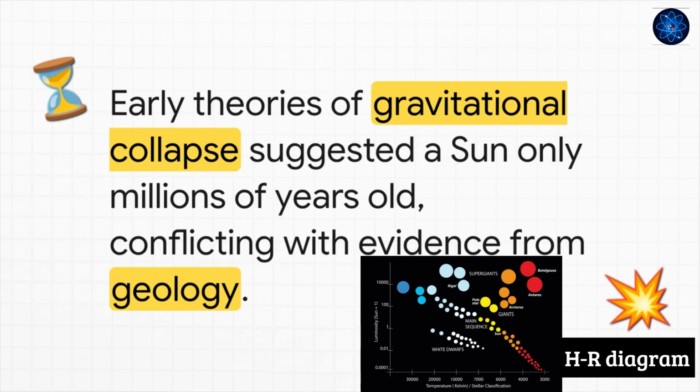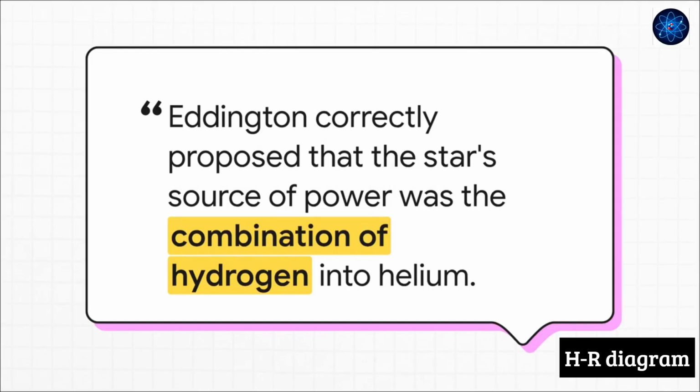You have to understand how revolutionary this was. Before this diagram, the best theory anyone had was that stars got their energy just from collapsing under their own gravity. But that model meant the sun could only be a few tens of millions of years old. And that created a huge problem. Geologists and biologists were looking at rocks and fossils and saying, no way, the Earth is way, way older than that. And this is where the HR diagram became the smoking gun.